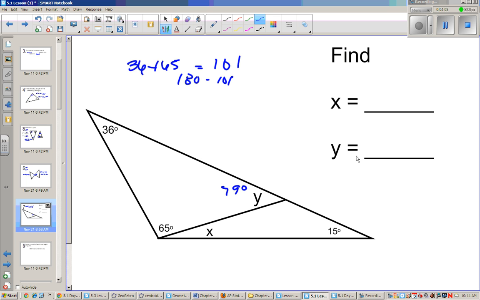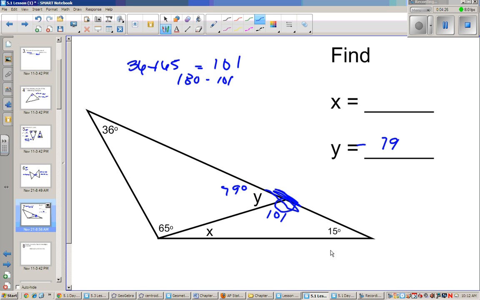All right, and we cannot find x yet, because we don't know what this angle is right here. And once we find that angle, we can find x. So think back to chapter 2. Anything that fell on a line was called a linear pair, and they also added to 180. So this angle has to be 101 because y is 79.